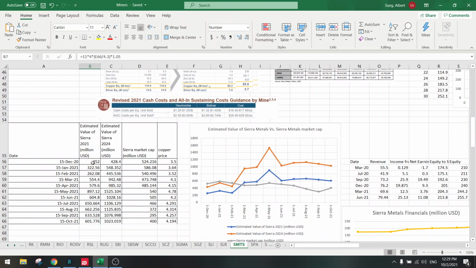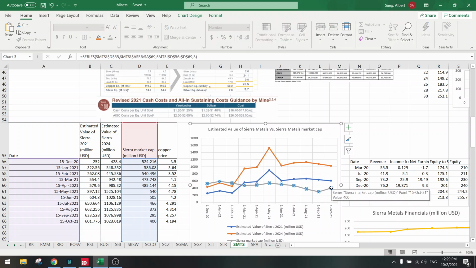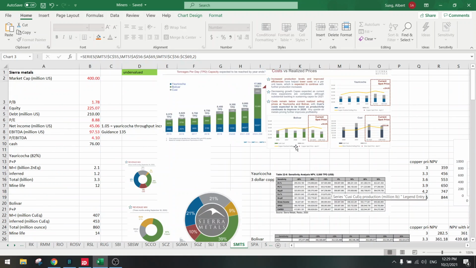Now, when we take these numbers, then we see that this company is still undervalued. So it is trading below the valuation of 5x EBITDA multiple for this year, 2021. And in 2024, they will increase production. So there's plenty of upside. Can easily double in price in 2024 when they are going to increase production rates.